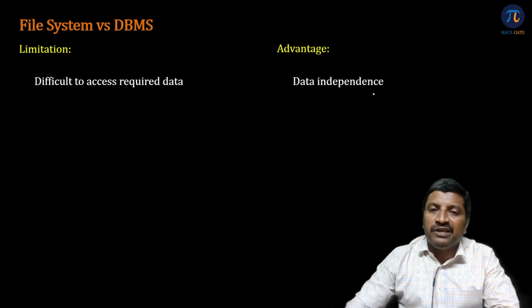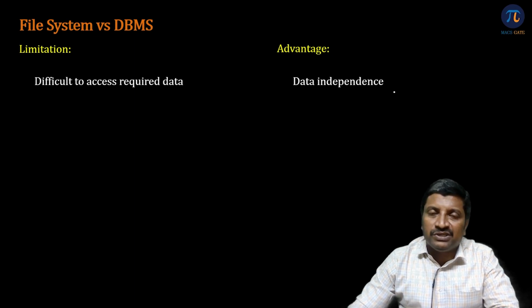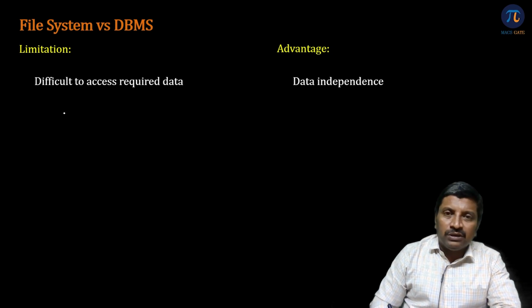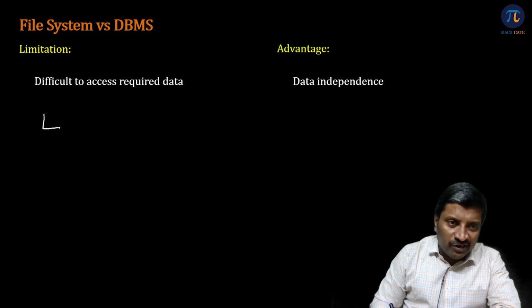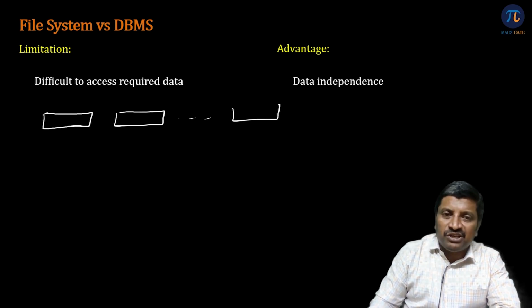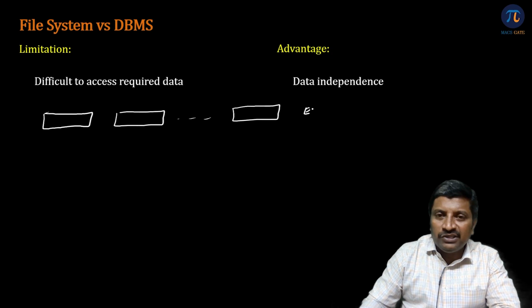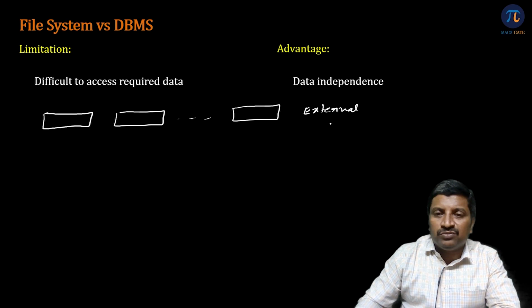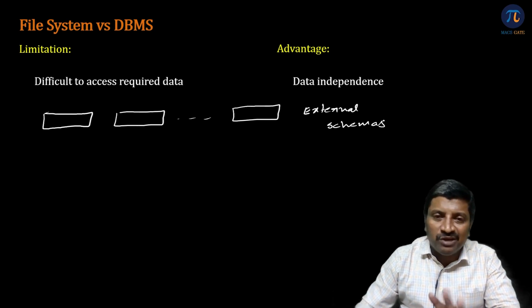For that, we have a technique called data independence. So let me give a brief introduction about data independence. In DBMS, the levels of access are mainly divided into three levels. In the first level, we have different schemas which are called external schemas. For the same database, we can have many different schemas depending on different groups of users who are intended to use the same database.